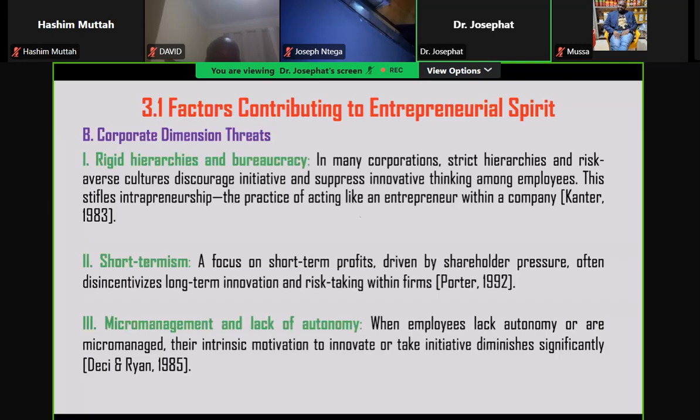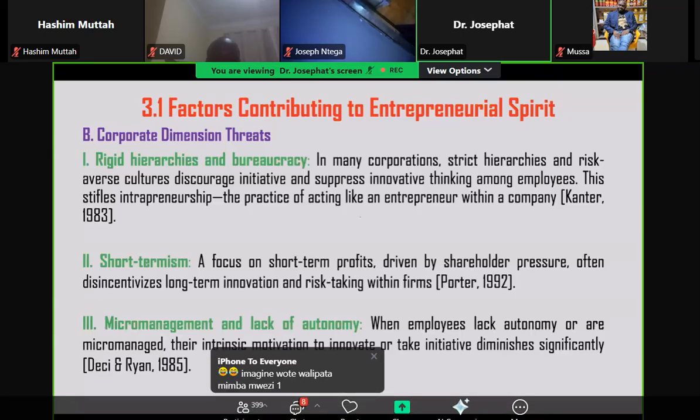And the short-termisms, they focus on short-term profit, driven by shareholder pressure, often disincentivizes long-term innovations and risk-taking within our firms. And most of the organizations or most of corporations wana malengo ya muda mfupi. Wao wana focus on short-term profit. Wanahitaji those shareholders and stockholders to get a return from their own investment. So this situation always discourage long-term innovations and the risk-taking within the firms.